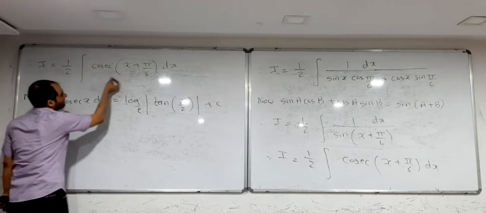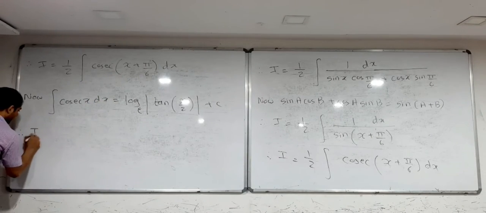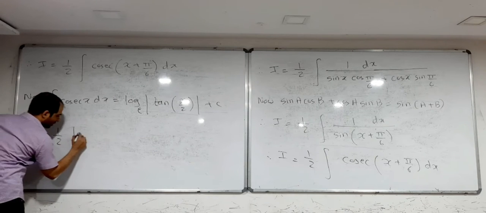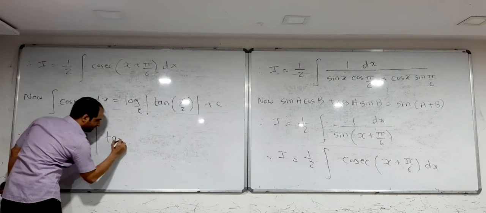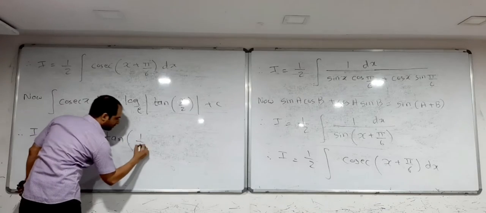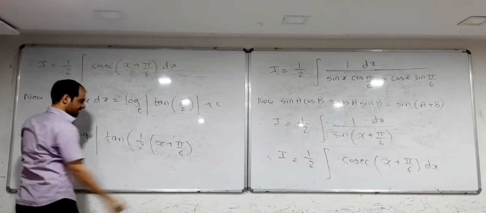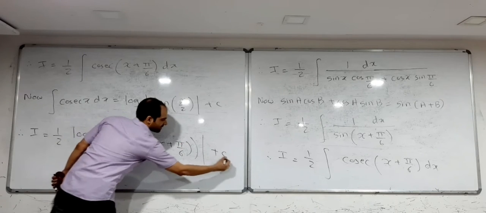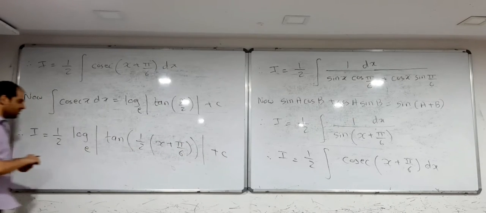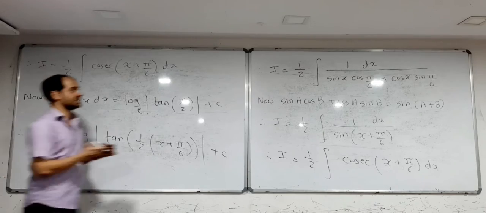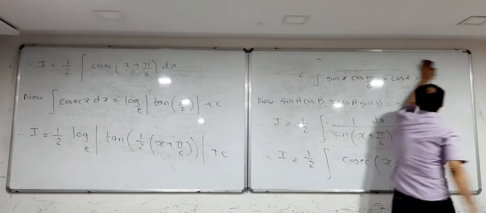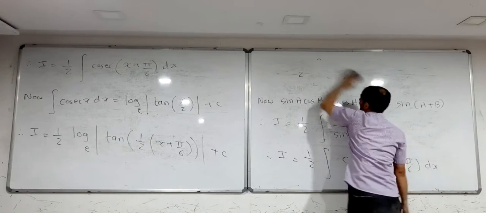So here, in place of x, what do we have? x plus pi by 6. So what will be its integration? Half into log of mod of tan of, not x by 2, but half of x plus pi by 6, plus c to the base e, and then multiply that with the final answer. The direct answer will come. This is given theoretically; it will come in JEE Mains.